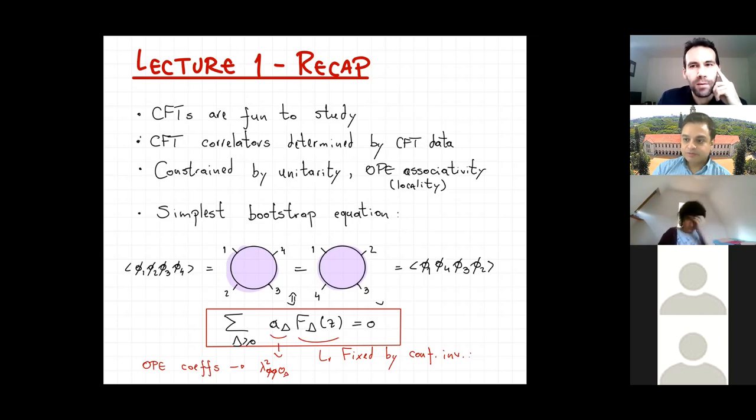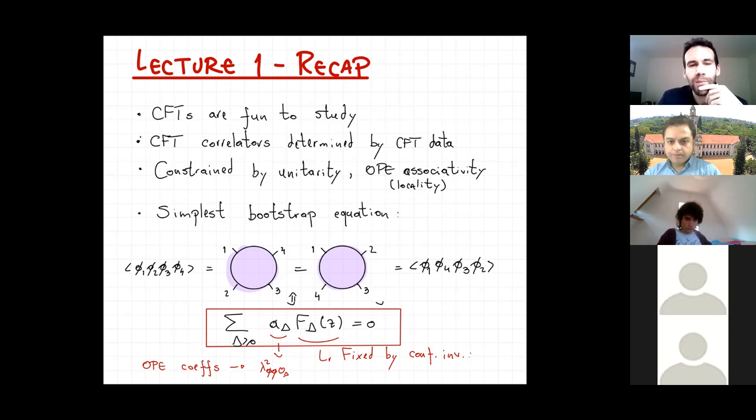Okay, so let's do a recap of lecture one. So I started off with some motivation, which in summary was that CFTs are fun to study. So let's study them. The main point about CFTs is that their correlation functions are determined by some set of numbers, which I call the CFT data. And the CFT data are not arbitrary. They are constrained both by unitarity, as well as a condition which you can think of as OPE associativity or locality, essentially, or crossing symmetry. I mean, all these things are linked.